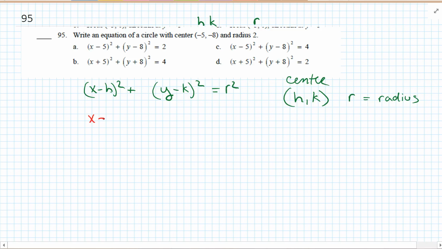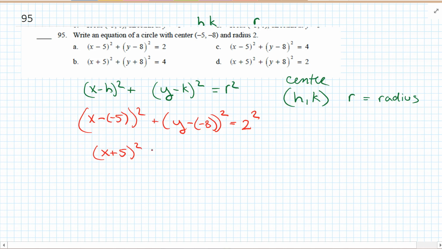So it's going to be x minus, since that's a negative 5, squared plus y minus negative 8 squared equals 2 squared. So it's going to be x plus 5 squared plus y plus 8 squared equals 4. So that looks like B.